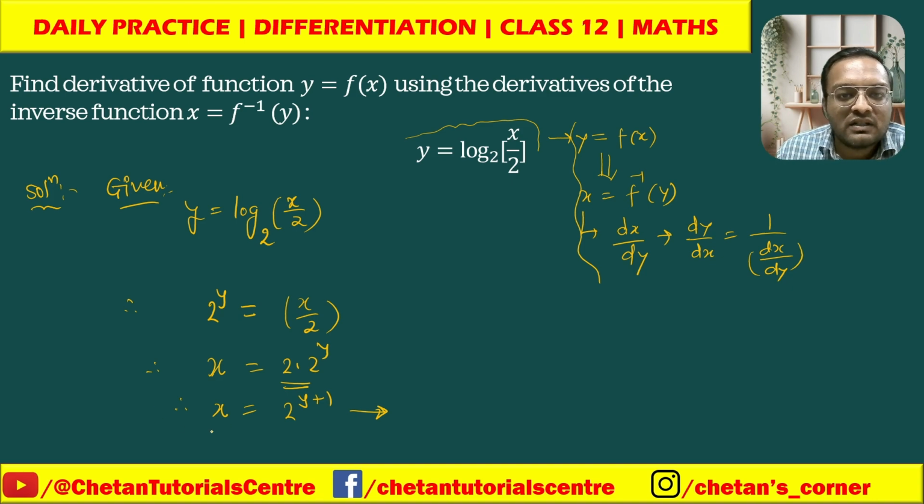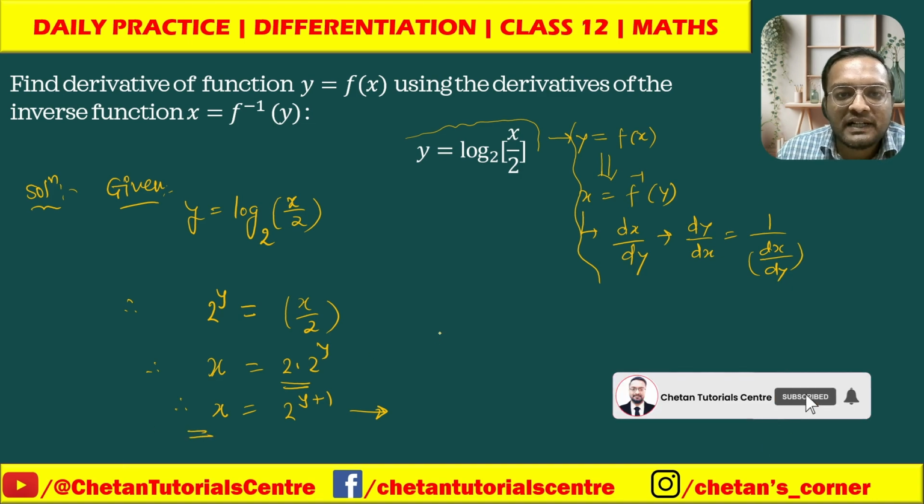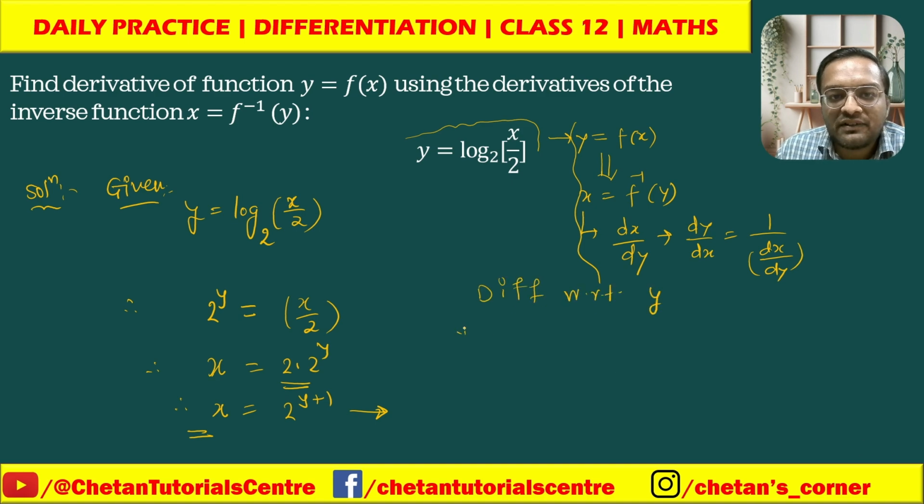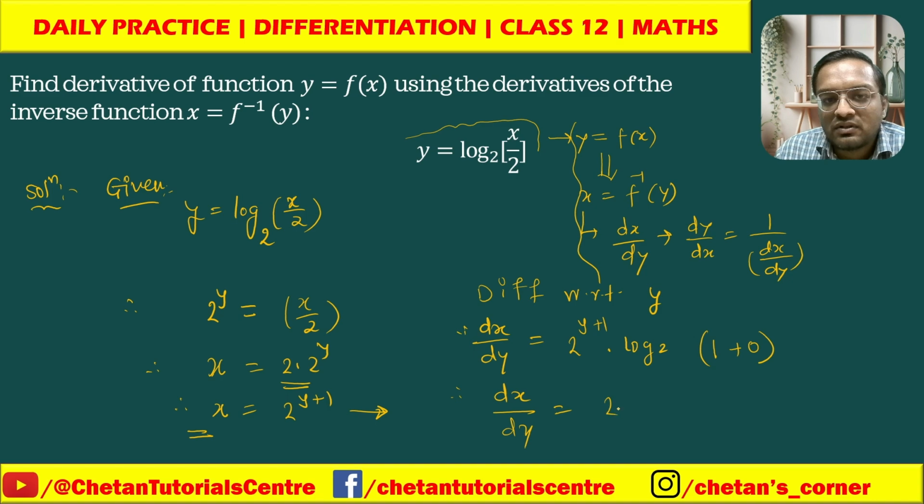Now once I have got x is equal to f inverse of y, I will differentiate this with respect to y. Then what I will get? dx by dy, which is equal to, now derivative of 2 raised to y plus 1 will be 2 raised to y plus 1 into log of 2 into derivative of y plus 1. So derivative of y with respect to y will be 1, plus derivative of 1 will be 0. Therefore, on simplifying this, what I will get? dx by dy is equal to 2 raised to y plus 1 into log of 2.